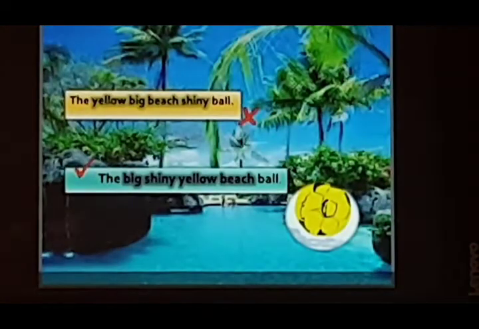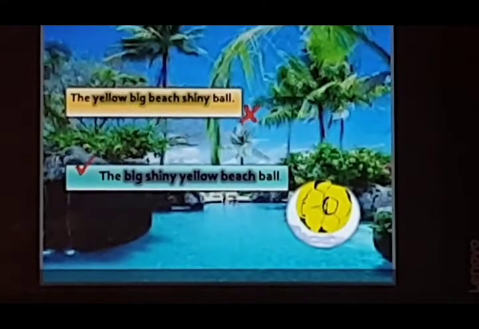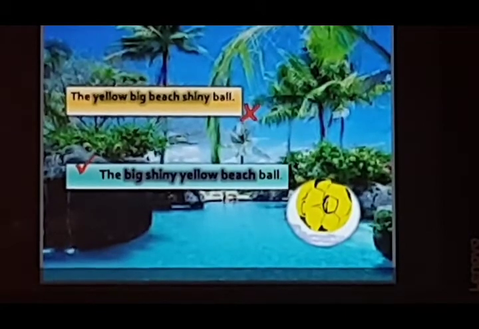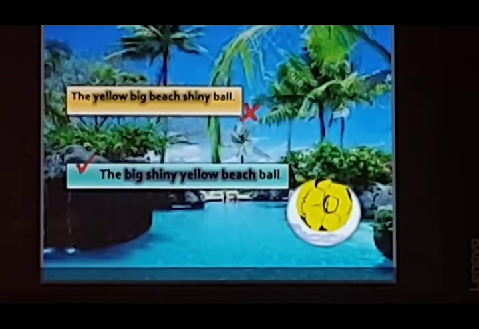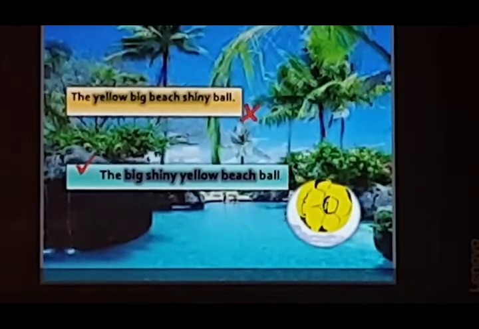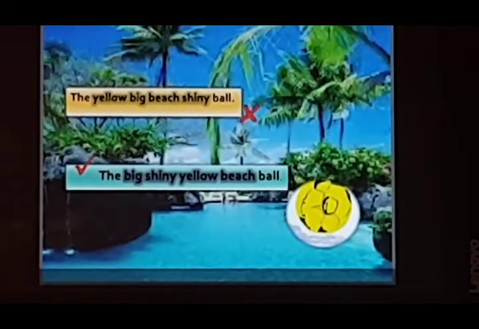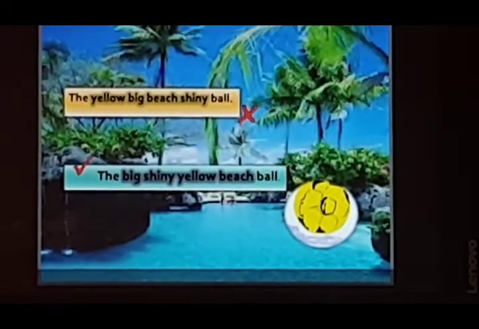So it is like this. If we are talking about a ball, we can't say the yellow shiny big beach ball, or the yellow big beach shiny ball. See, yellow is the color, it is coming later. Big is the size, it should be in the beginning. Beach is the kind, and shiny is the texture. So it has all been mixed up. This is not a proper sequence. The proper sequence is big, talking about the size. Shiny, talking about the texture. Yellow is the color, and beach is the what kind.